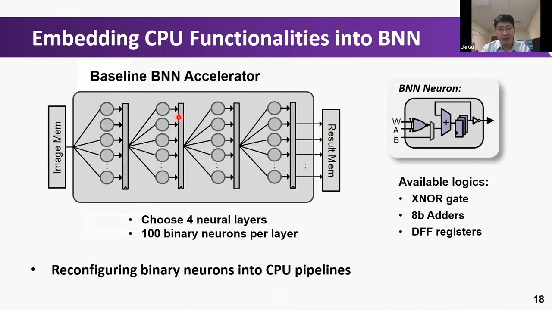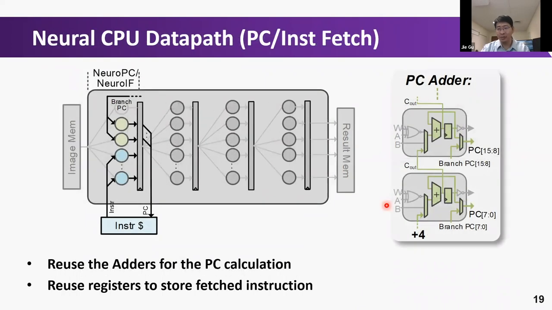Here is our baseline BN architecture. It has four neural layers. Each layer has about 100 binary neurons, and each neuron has this amount of available logic, including XNOR gate, adder, and flip-flops. Fortunately, we can reconfigure it quite well using this available logic to recover the pipeline operations. In the following slides, I'll show a little detail of what we did, but I'll stay at a high level, and you can check our paper for our implementation. The first stage is to recover the instruction fetch stage and also the program counter. We reuse the adders and some logic inside the neurons to recover the PC calculation and also instruction fetch in the first layer.